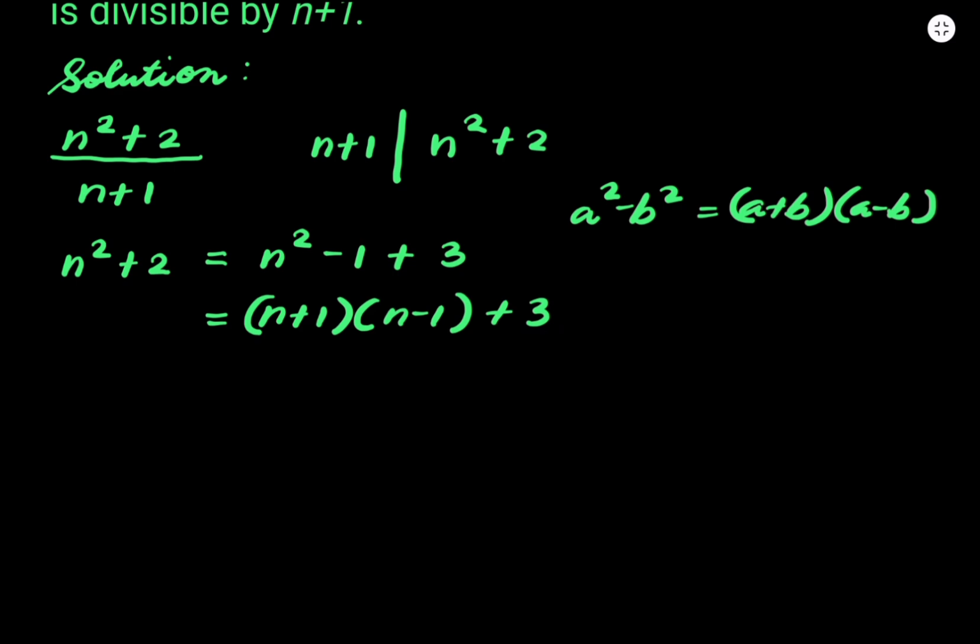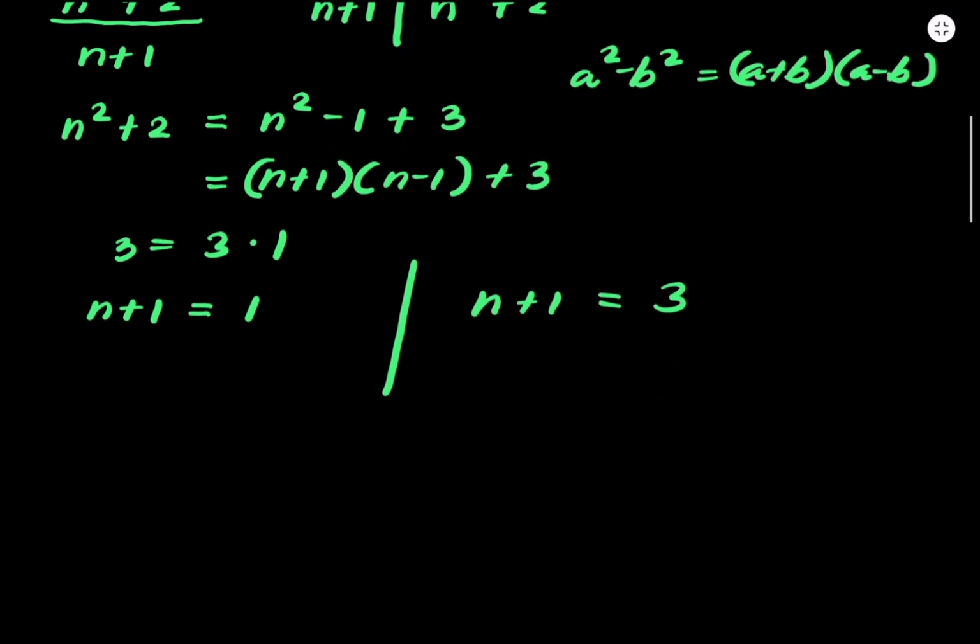Okay, so the positive factors of 3 are, so 3 is equal to 3 times 1. So we have only two positive factors, 1 and 3. So let us now use n plus 1. So n plus 1 must be equal to 1, or n plus 1 must be equal to 3.